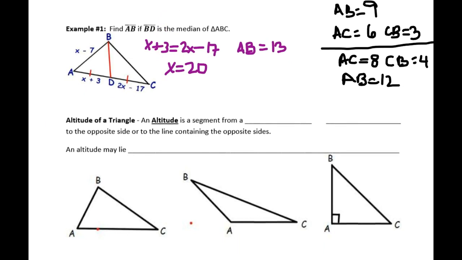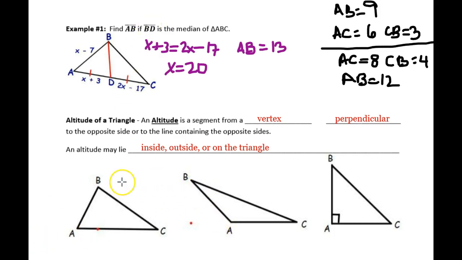Altitudes of a triangle. So the altitude of a triangle is a segment from the vertex that is perpendicular to the opposite side or the line containing the opposite side. And an altitude can lie inside, outside, or on the triangle. When you first did area of the triangle and you were trying to find the height, you called it the altitude.